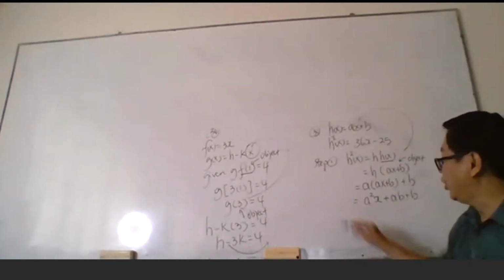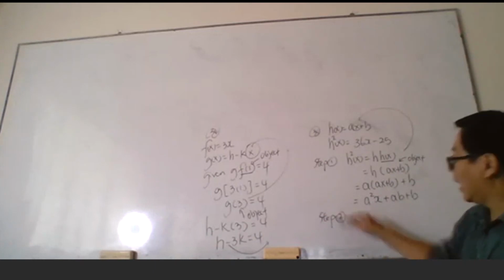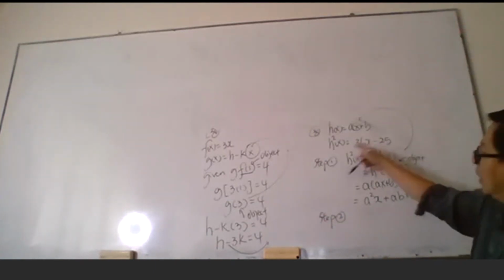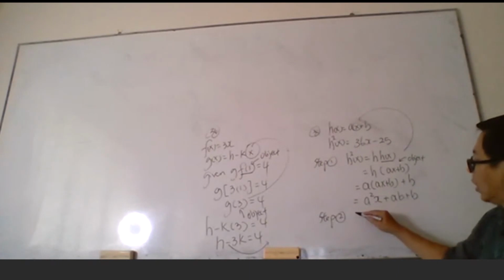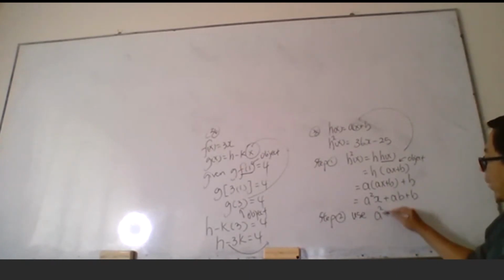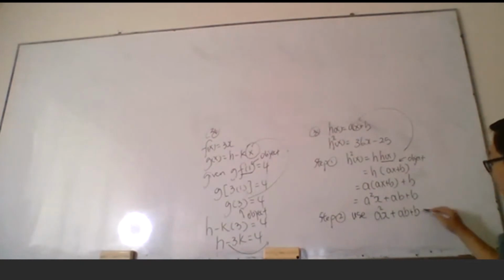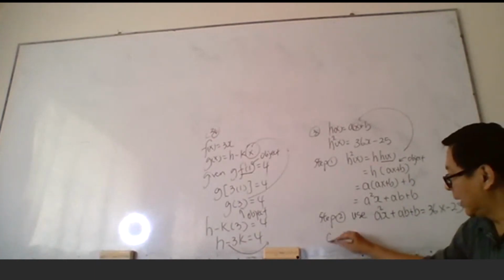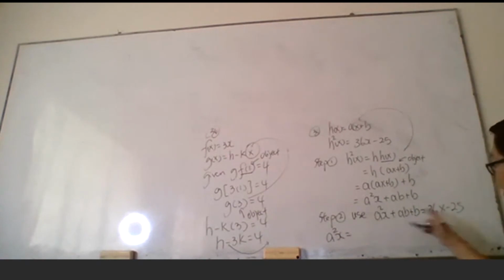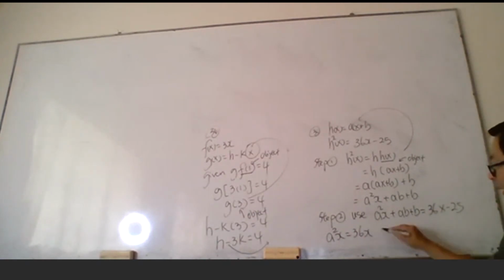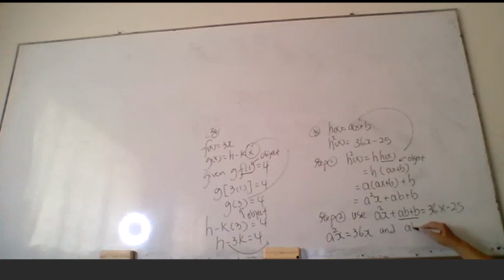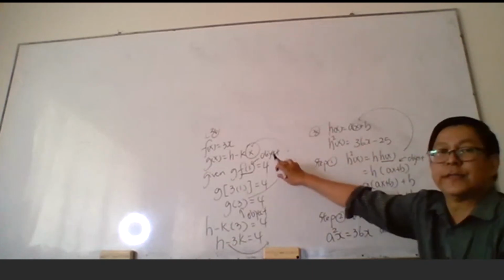For the second step, I'm going to equate this one and this one. So a squared x + ab + b is equivalent to 36x - 25. And a squared x equals your 36x, and ab + b is equal to your negative 25. I will show the solution on this side.